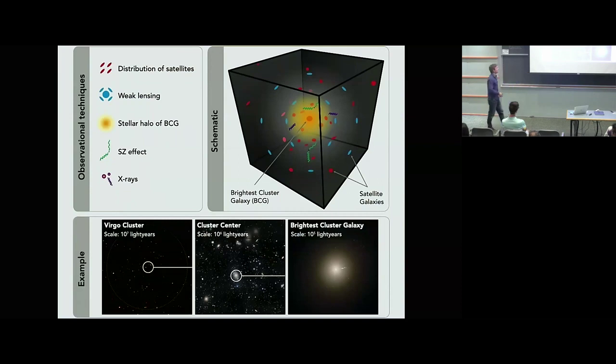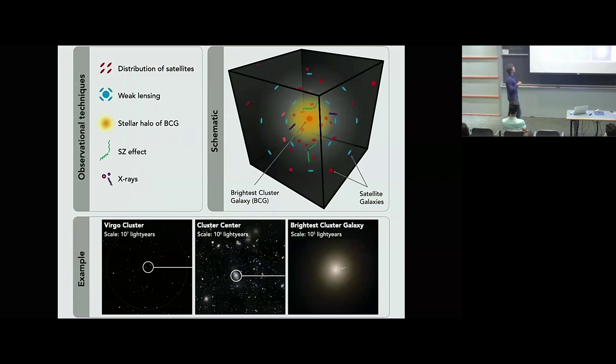That's kind of ideal. The stellar halo of the BCG, I'll say more about in a second. And then we have baryonic tracers, so SZ, X-rays, right? And this is also important because we need to learn something about the gas and feedback. So they all have their strengths.